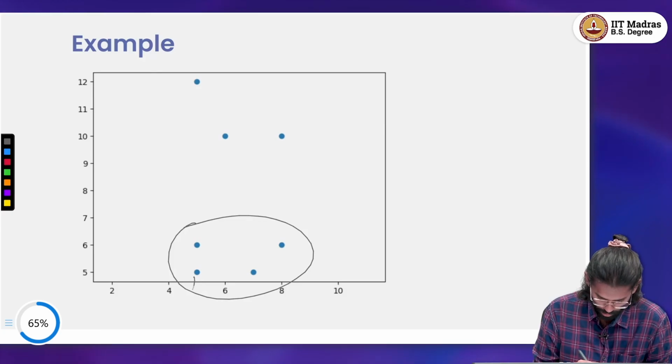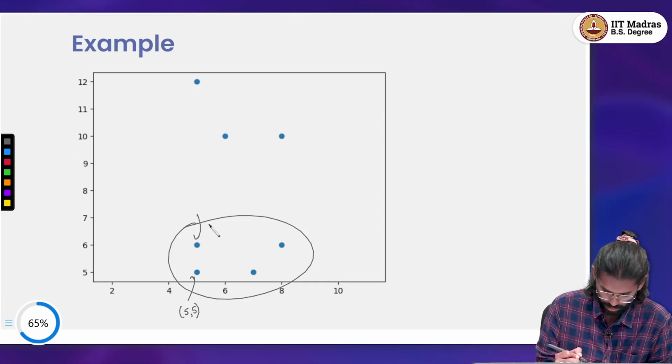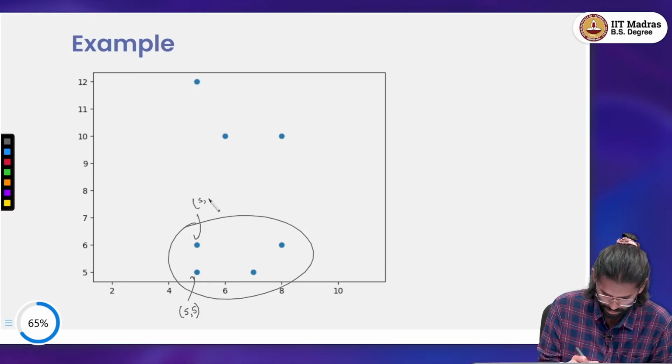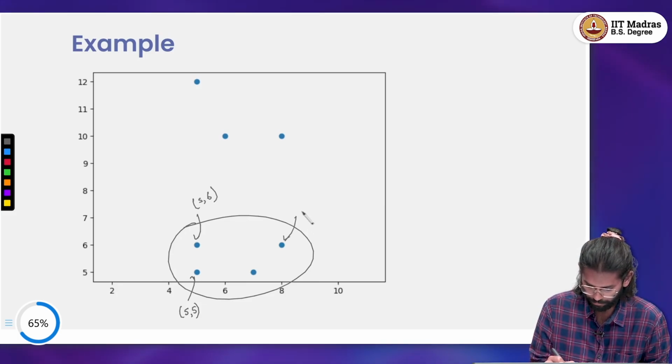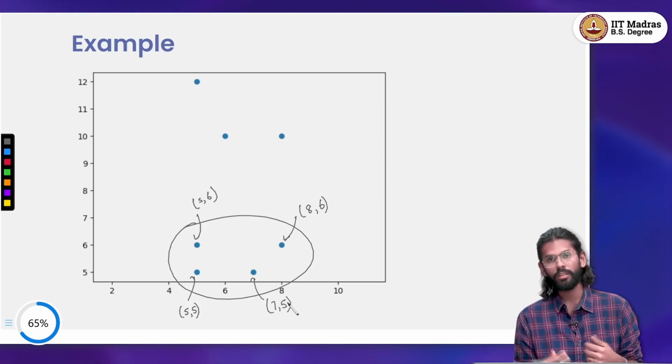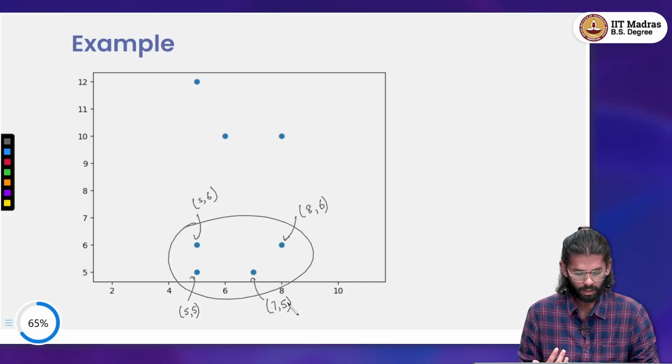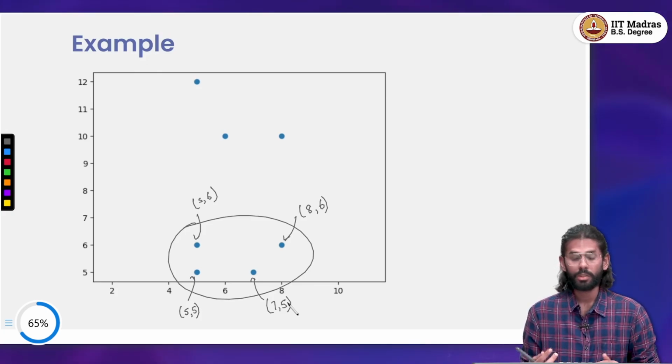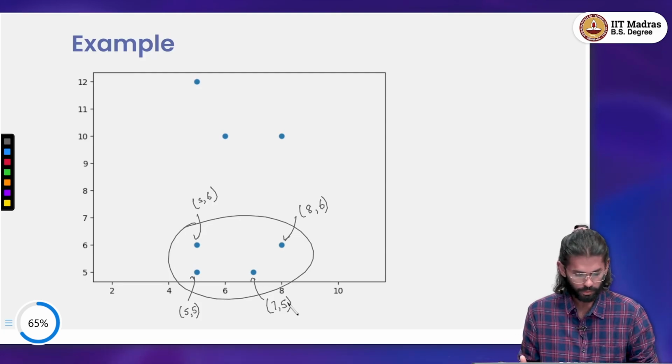So this one is 5 on the x-axis and 5 on the y-axis. Then I have this point which is 5 on the x-axis and 6 on the y-axis. Then this one would be 8 on x, 6 on y, and this is 7 on x, 5 on y. You've already seen how we calculate the Euclidean distance in the previous videos. Now given these 4 points, can you find the pair of points that are the closest to each other? I hope you've found that.